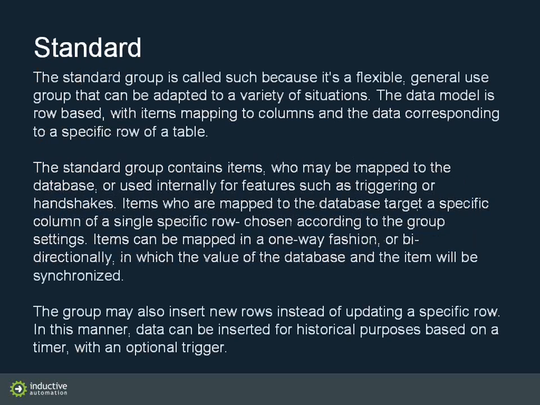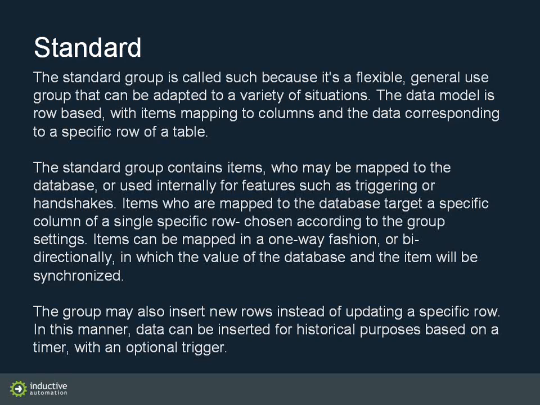The second type of group is the standard group. This is the basic type of group that we have in Ignition, and it provides most of the functionality that you're looking for. It's a very flexible, general use group that can be adapted to a variety of situations. The data model is row-based, with items mapping to columns, and the data corresponding to a specific row of a table. So essentially, the standard group allows you to map data from OPC to a specific column in the database, or we can map data from OPC back to OPC.